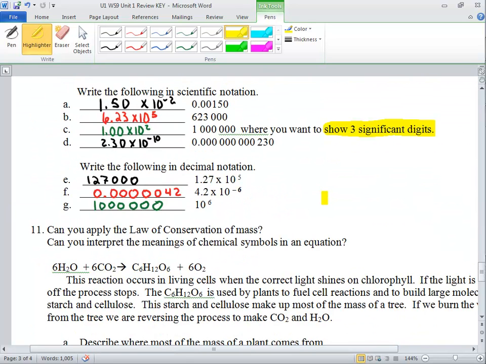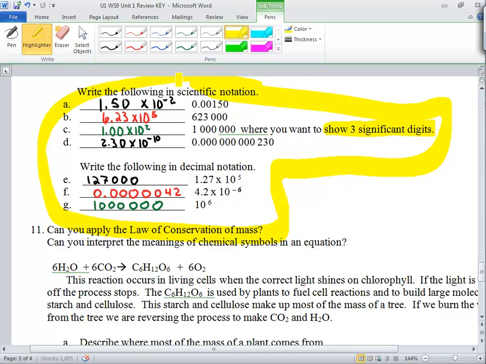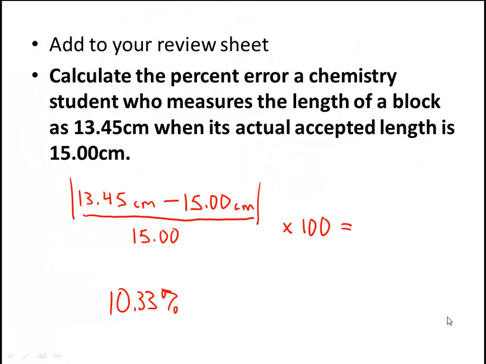So watch the video on scientific notation if you have questions about how to make these conversions with scientific notation. And don't forget that on the end of this review sheet, we tacked on a percent error problem. So you should expect to see some kind of percent error problem on the test.